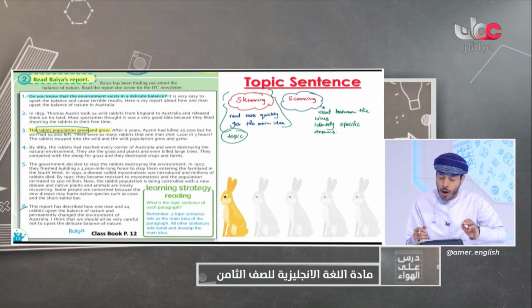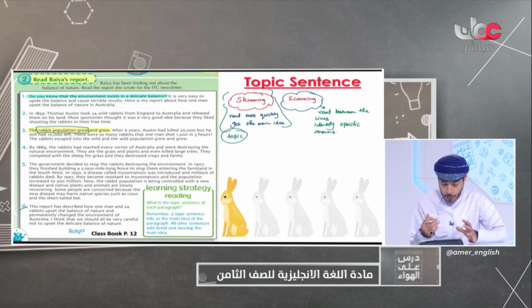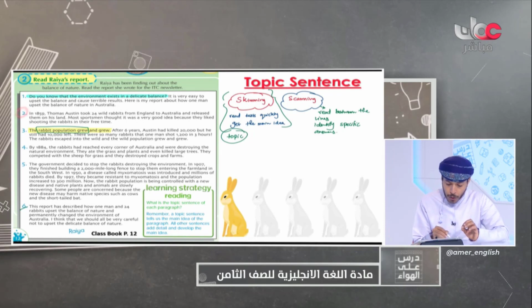Topic sentences are a very useful way. They can help us skim the text very quickly, because they will tell us different ideas about the text. For example, the first one is about, do you know that the environment exists in a delicate balance? So here we are talking about the balance and the environment. Okay, then in paragraph number 2, we have here a year, 1859.